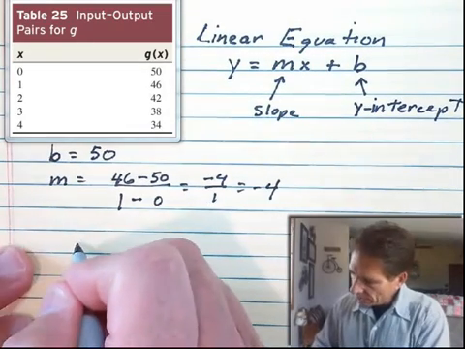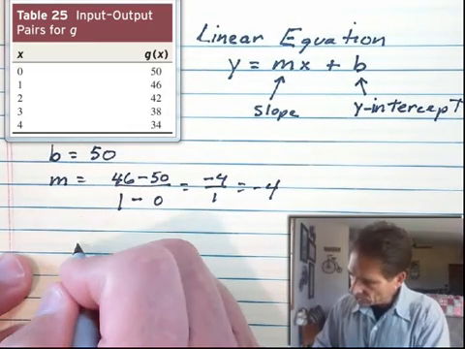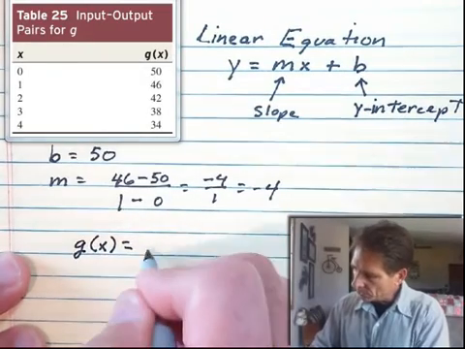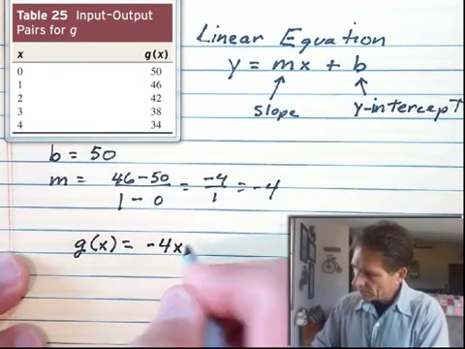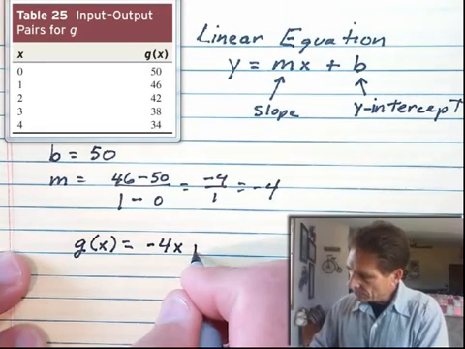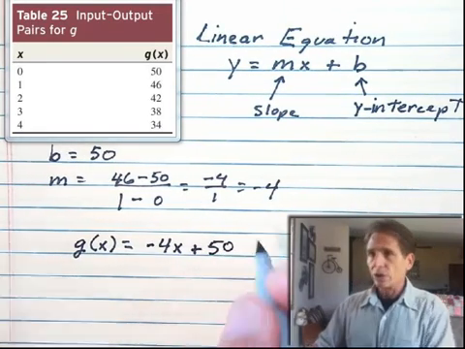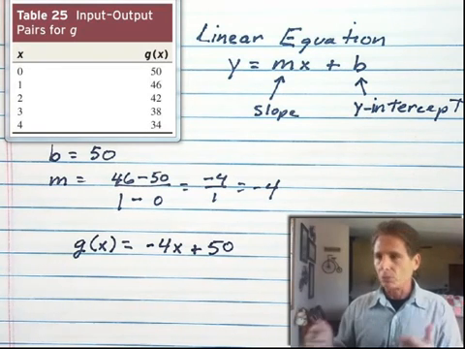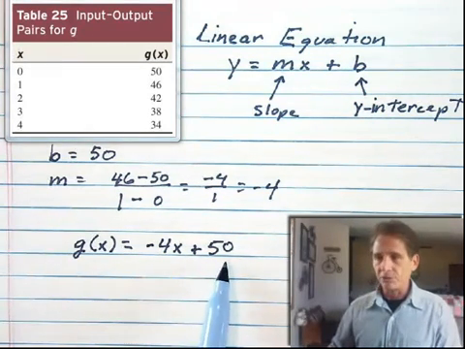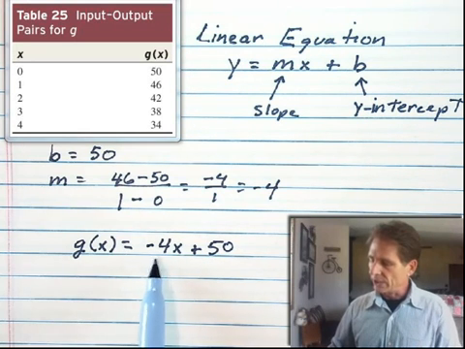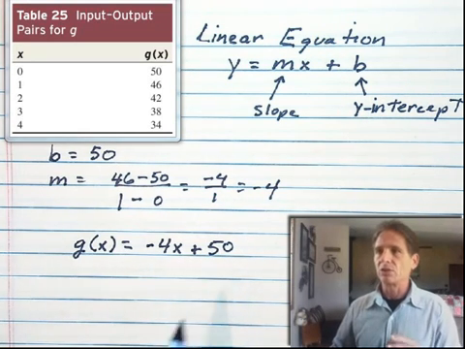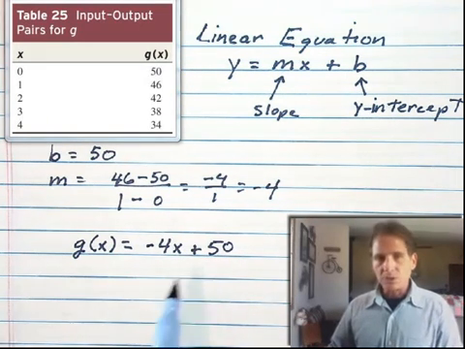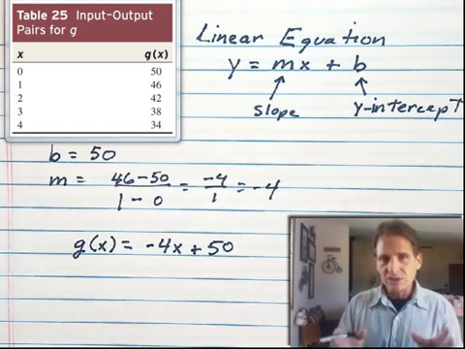Therefore, the equation would be, well, I guess it's g of x, so I should write that. g of x equals, the slope was negative 4 and the b was 50. Again, you can double check your answer either by using table or just plugging in numbers. For example, when x is 0 here, I get 50 out. When x is 1, I get negative 4 plus 50, which is 46. When x is 2, I get negative 8 plus 50, which is 42. So you can easily double check that.